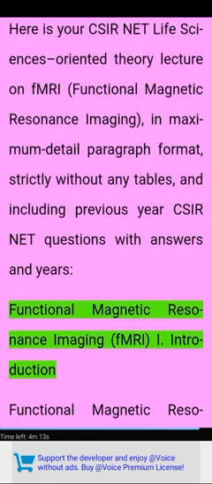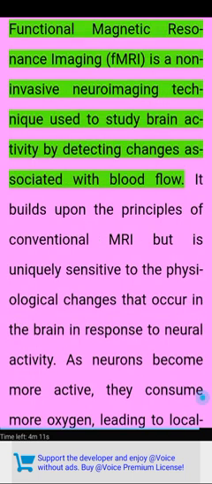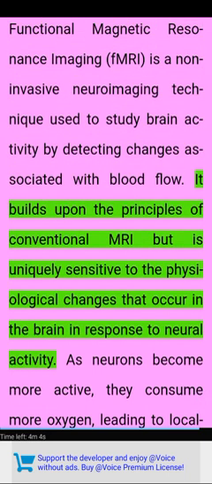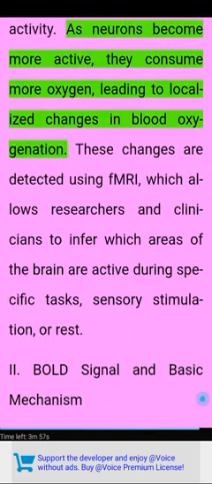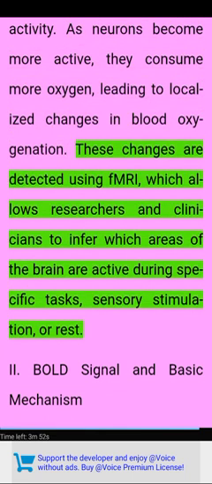Functional magnetic resonance imaging, fMRI, introduction. Functional magnetic resonance imaging, fMRI, is a non-invasive neuroimaging technique used to study brain activity by detecting changes associated with blood flow. It builds upon the principles of conventional MRI but is uniquely sensitive to the physiological changes that occur in the brain in response to neural activity. As neurons become more active, they consume more oxygen, leading to localized changes in blood oxygenation. These changes are detected using fMRI, which allows researchers and clinicians to infer which areas of the brain are active during specific tasks, sensory stimulation, or rest.